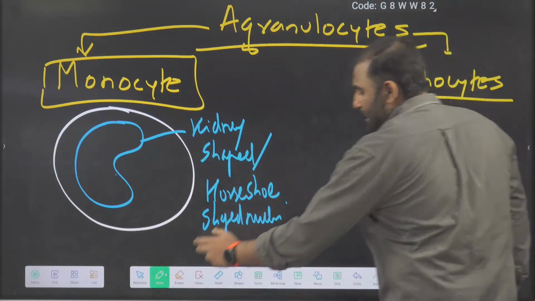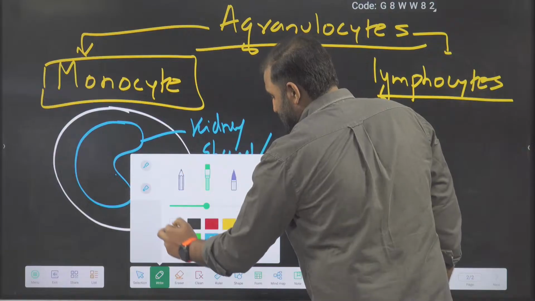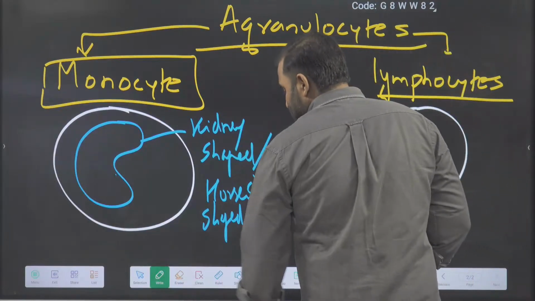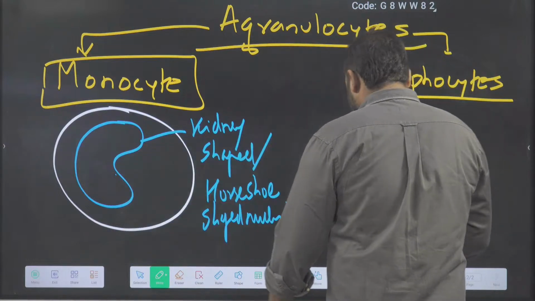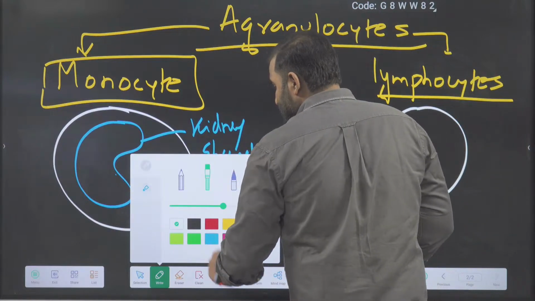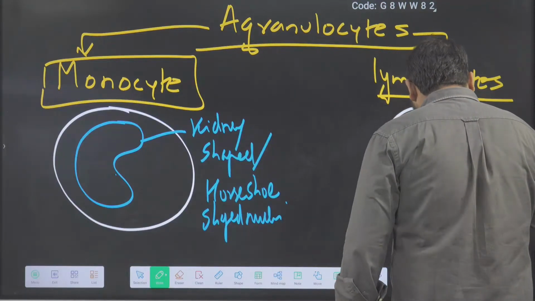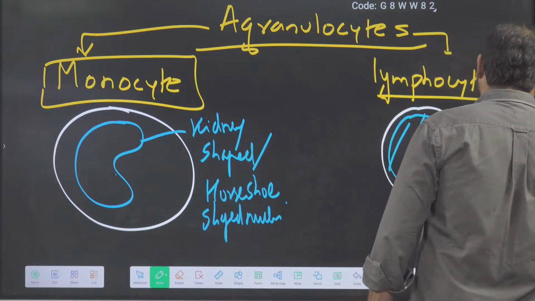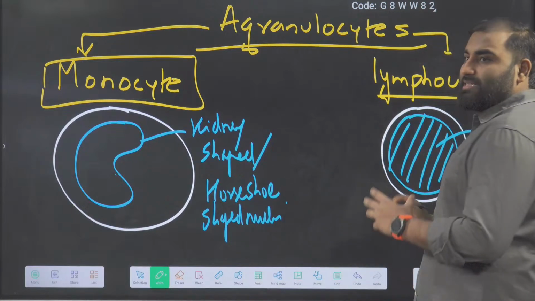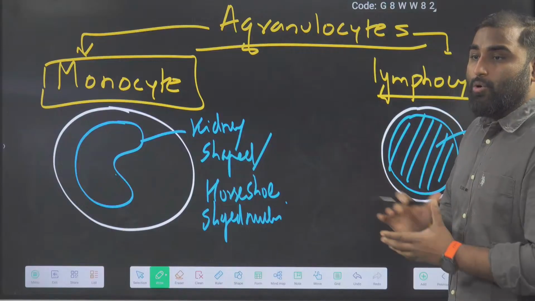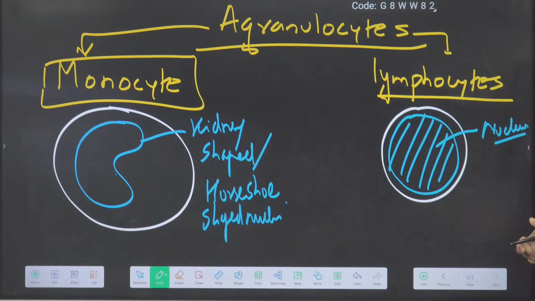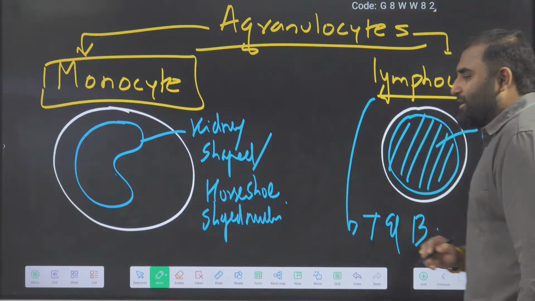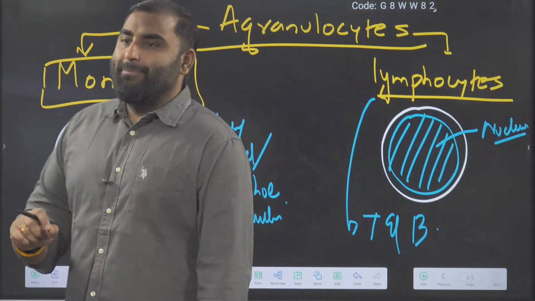And lymphocytes are the smallest in size. The nucleus occupies a very large portion of the cell. This is the nucleus, so the nucleus is very large, almost occupying the whole space of the cell. And lymphocytes are of two types, T lymphocytes and B lymphocytes.